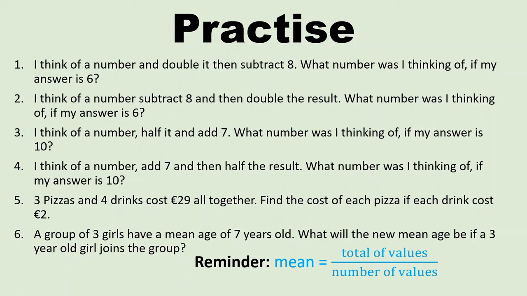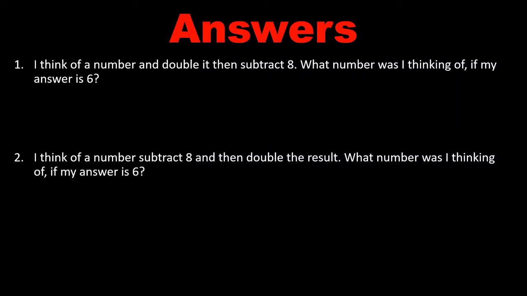I hope you had a chance to hit pause, because here come your answers. For question 1, I'm going to use the letter X to represent the number I thought of. So I doubled the value, then subtracted 8, and my answer was 6. To get X on its own, first I'll add the 8, then I'll divide by the 2, and the number I started with must have been 7.